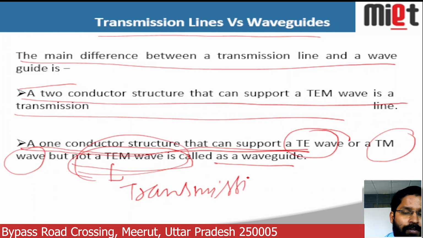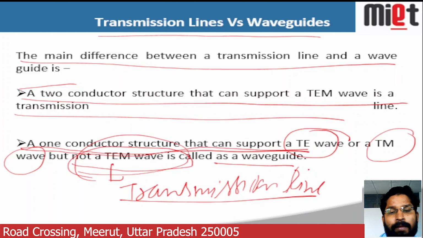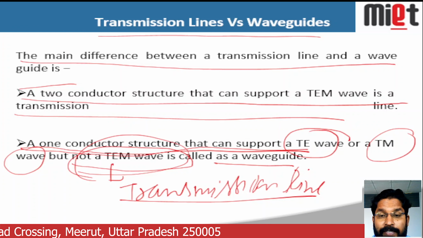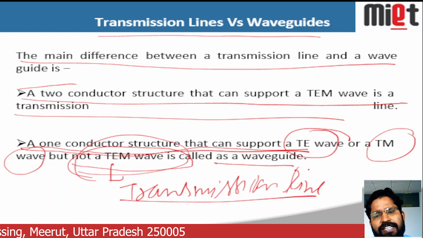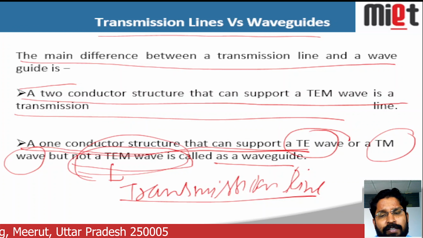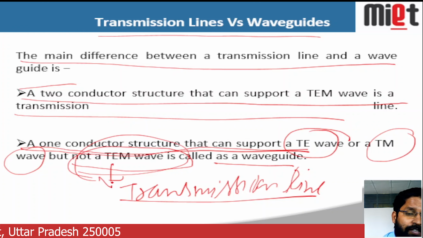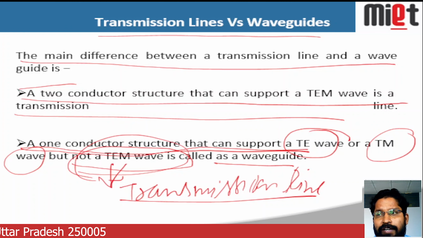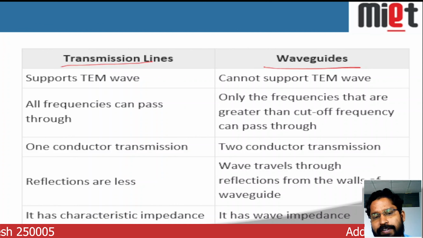The transmission line supports the TEM waves, but inside the waveguide only TE and TM modes exist. In the waveguide the TEM mode does not exist. The TEM mode only exists in the transmission line or free space. These are the differences between the transmission line and the waveguide.